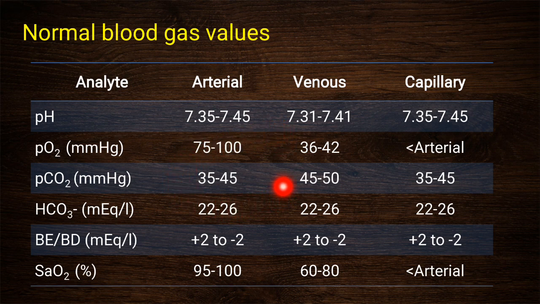The bicarbonate level is the same for arterial, venous and capillary blood. Base excess is +2 to -2 in all arterial, venous and capillary blood, that is, +2 to -2 milliequivalents per liter. Whereas oxygen saturation is 95 to 100 in arterial blood, venous blood is 60 to 80, and capillary blood is less than 95 to 100%.